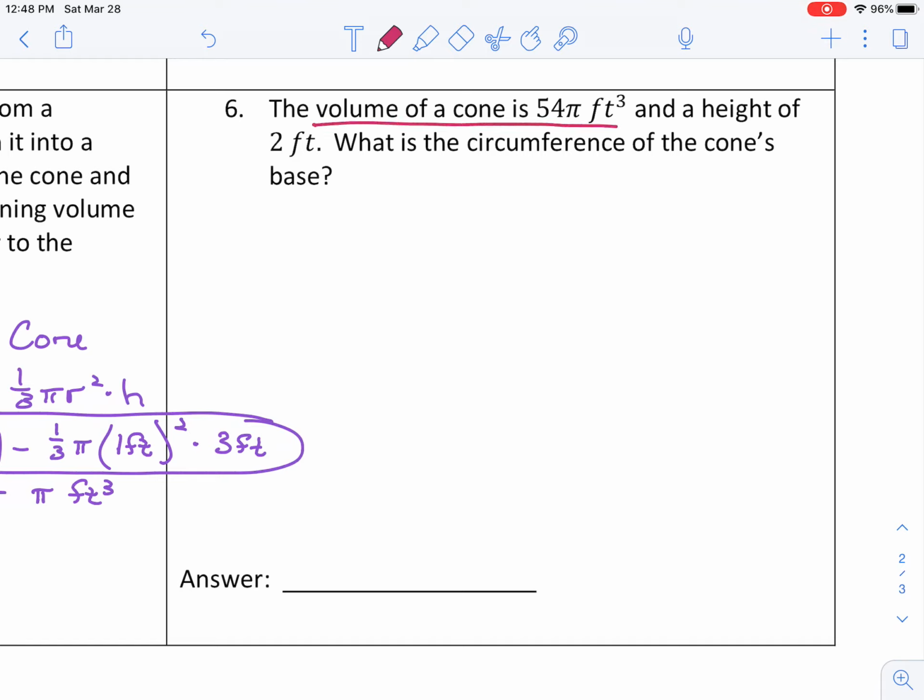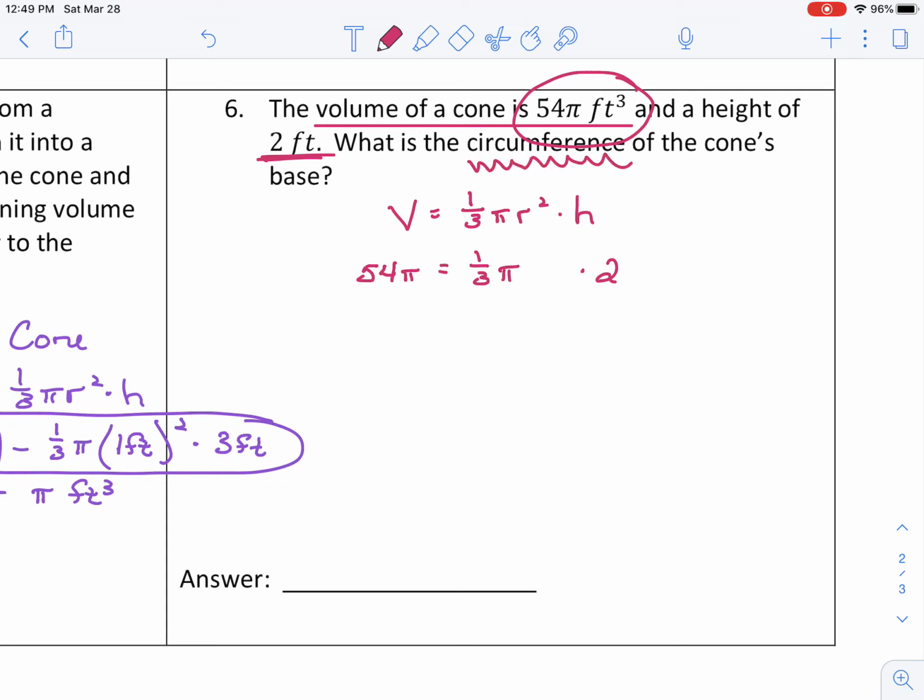Number 6 is a backwards problem. Normally, every problem up to now, we are finding the volume. If we're talking the volume of a cone, I still have to care about this formula. But now, the volume is already found. So I'm going to put 54 pi where it says volume. And then the height is 2 feet.